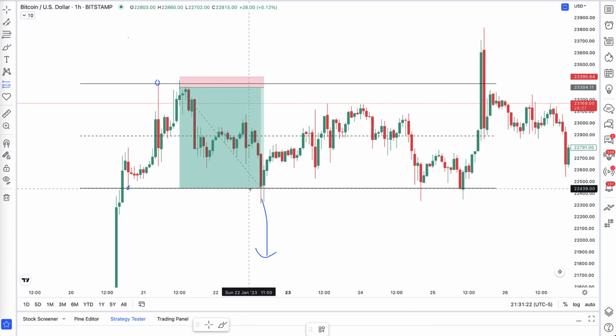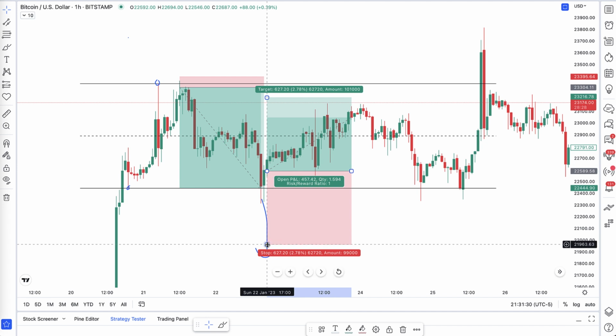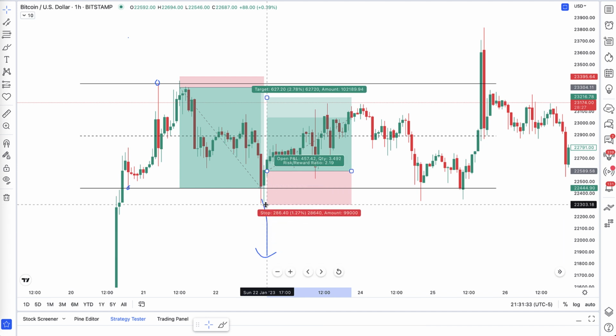So I can't really zoom in right now because it's too far back in the data and it's just not going to load for me. But let's just say, even if you were to take a trade over here, okay, very safe on the hourly chart, you put a stop just below the wick and you target the range high.